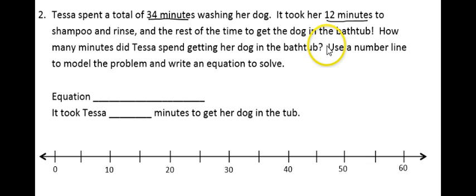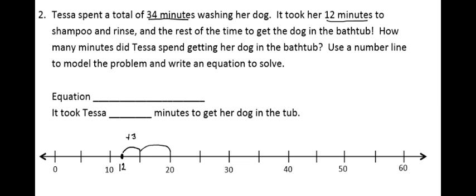There are a couple of different ways we could use the number line to solve this problem. One strategy would be to start at 12 minutes on the number line, which would fall about here, and count up to 34 minutes. That will give me the remaining amount of time that was spent getting the dog into the bathtub. And again, I will hop on friendly numbers to help with that addition. I'll first start by going from 12 to 15. That's a hop of 3.